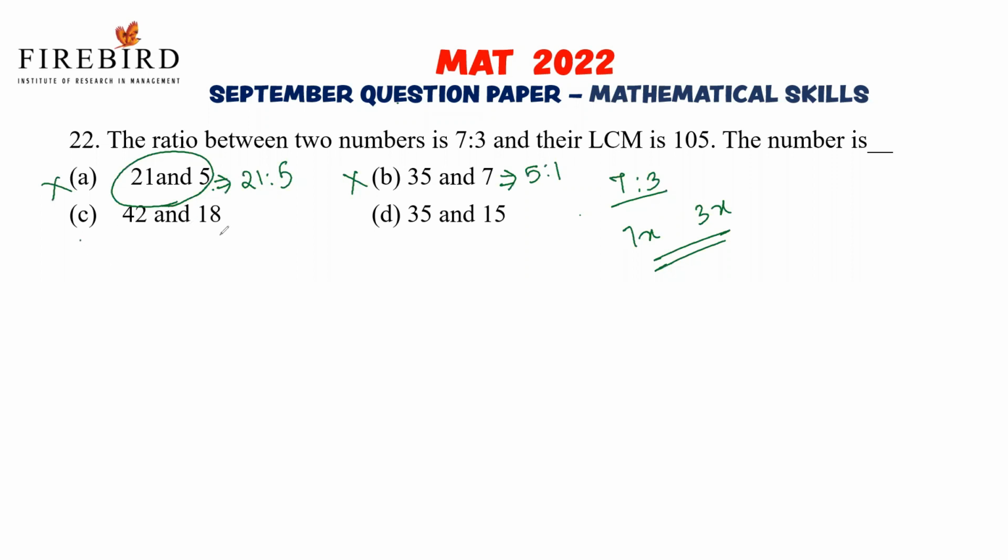If I take 42 and 18, you can divide both by 6, giving 7 is to 3. But 42 and 18 are both even numbers, so their multiples cannot end with 5. So option C is not the answer. So without checking D, that is the answer, because you don't have any other option like E, none of the above. So you can easily pick option D as your answer. We'll go to the next question.